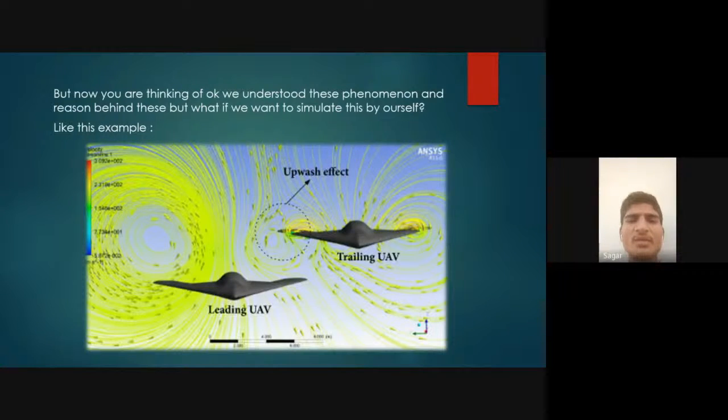So yeah, now you are thinking, okay, we understood this phenomenon and the reason behind it, but what if we want to simulate this problem ourselves? For this, you can take the example of this image. It looks amazing, right? How can this simulation be possible? For this you require CFD simulations of these objects, and for that you need the help of the software Ansys Fluent. Vishwa is an expert in this field, and he will show you how you can simulate this problem in Ansys Fluent. So yeah, now I will hand over to Vishwa. Thank you.